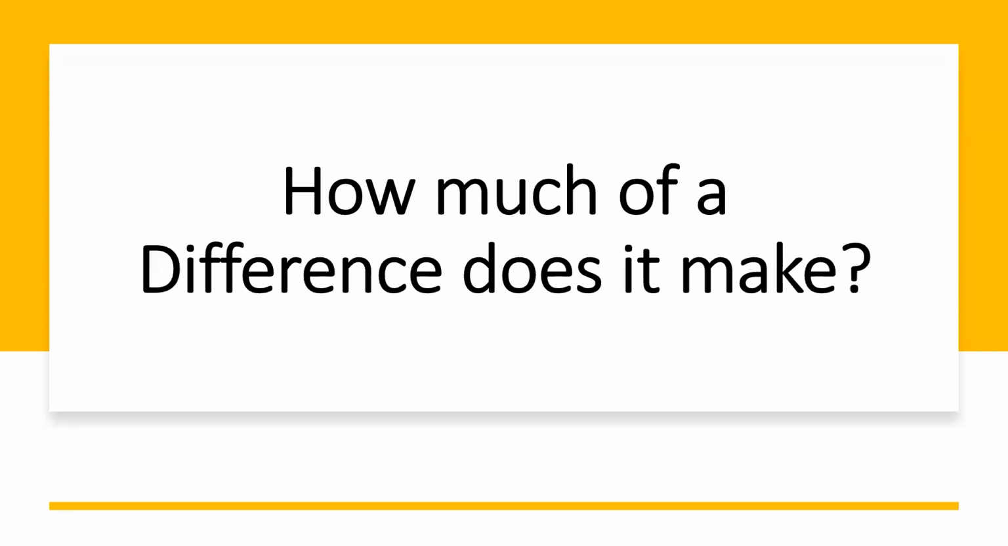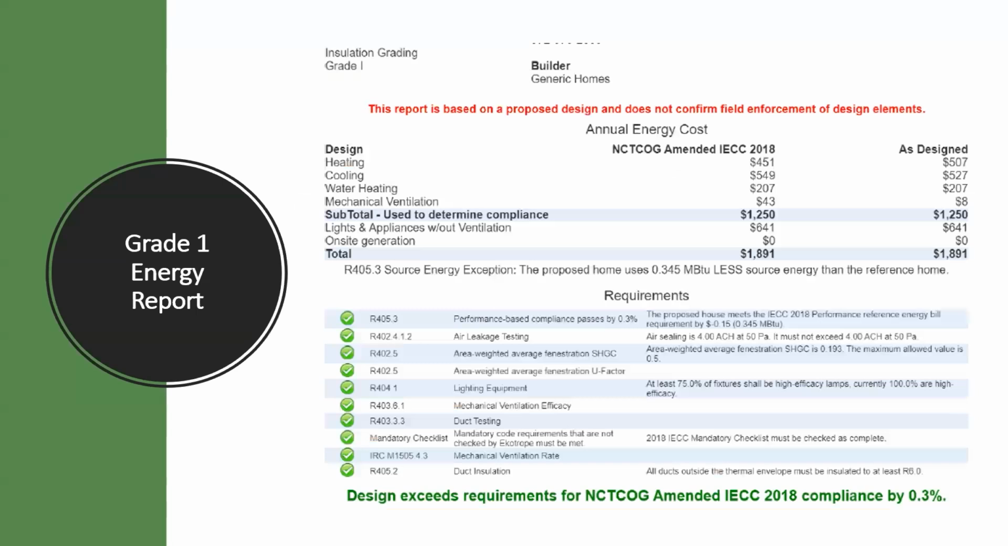Now the different parts and sections of what this webinar was all about was how much difference does it really make? What I did was ask a third party to run some energy modeling, using the same house, the same criteria. So we got examples 1, 2, and 3, which is a grade 1, a grade 2, and a grade 3. All these reports come from Ecotrope, which is one of those software programs being used. They're all based on the 2018 IECC compliance using the North Central Texas COG amendments, which actually allows up to 4 ACH instead of 3 ACH for the 2018 base code.